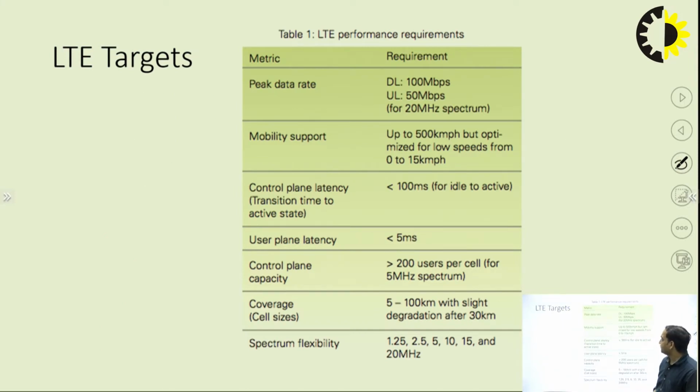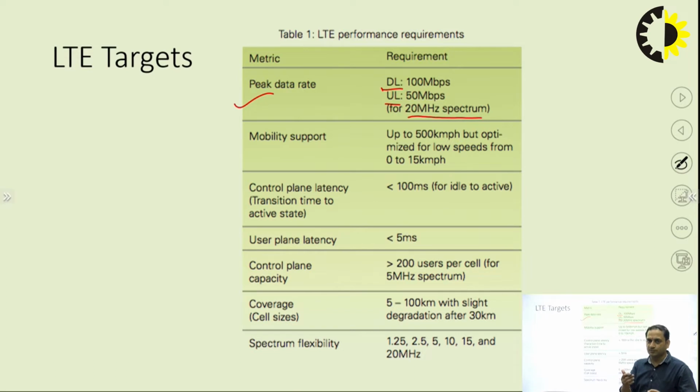Another performance requirement in the LTE system: the first one is the peak data rate. The peak data rate expected for the downlink is 100 Mbps. For uplink, this is 50 Mbps. And this is for 20 megahertz of spectrum, right? This is the maximum spectrum size, which is expected on a large scale at 20 megahertz. The downlink data rate must be 100 Mbps, and the uplink data rate is 50 Mbps.